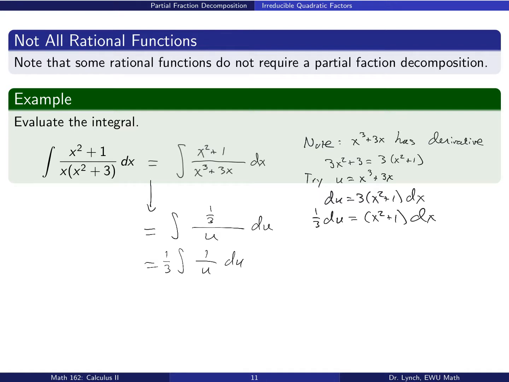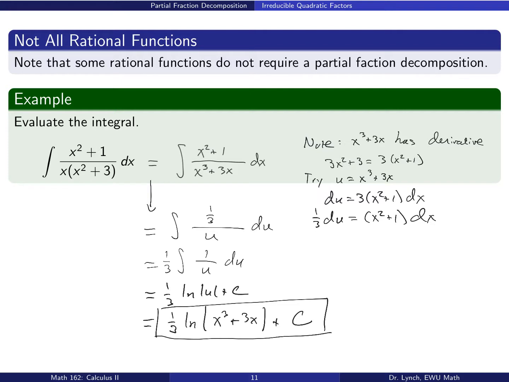which quickly integrates as 1/3 natural log of u. Back in x world, of course, that's exactly 1/3 natural log of x cubed plus 3x plus an arbitrary constant. So here again is that indefinite integral, 1/3 natural log of the quantity x cubed plus 3x in absolute value plus a constant. You get the same thing if you tried a partial fraction decomposition here, but you would have gone to a lot of trouble without really needing it. So always try those substitution techniques first if you can.